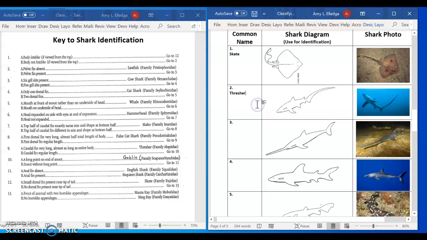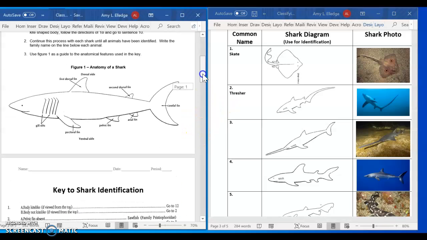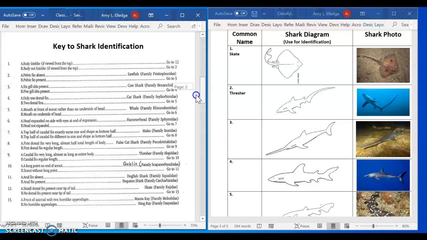Okay, so that's kind of how you do it. And then you're going to take this next guy, start at number 1. Some of them will be quick and you'll find them right away, and some of them will take a little while to get there, okay? So go ahead, use your drawings, work your way through. You can look at your fins right there if you need to, and I do highly suggest opening 2 screens to make your life easier. Good luck, guys. Bye.